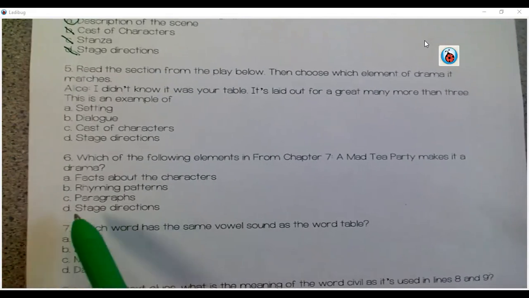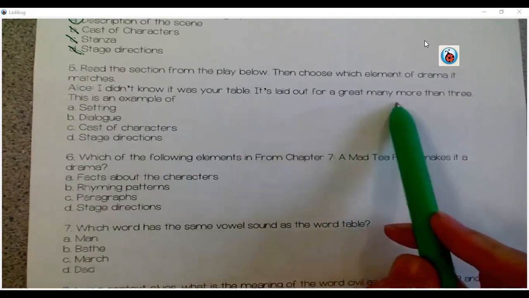Alice, I didn't know it was your table. It's laid out for a great many more than 3.